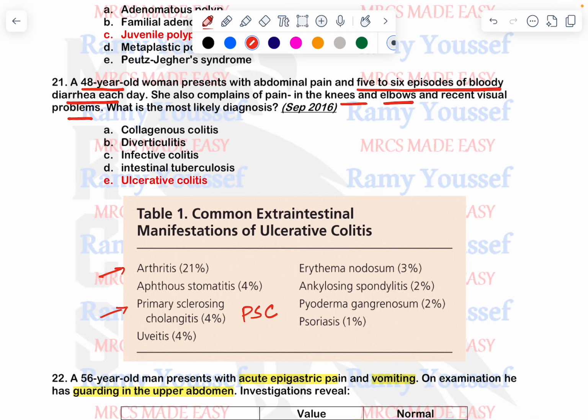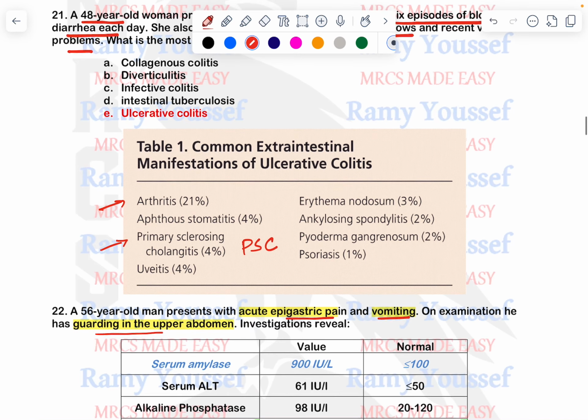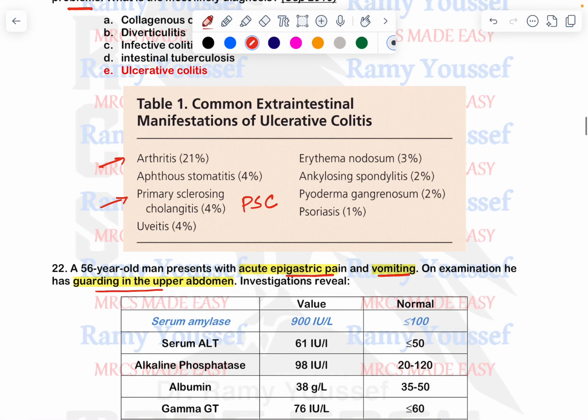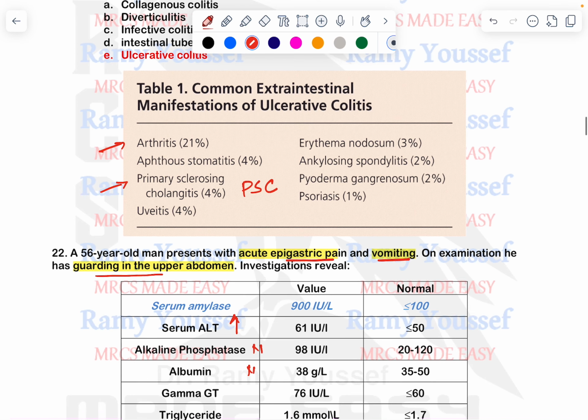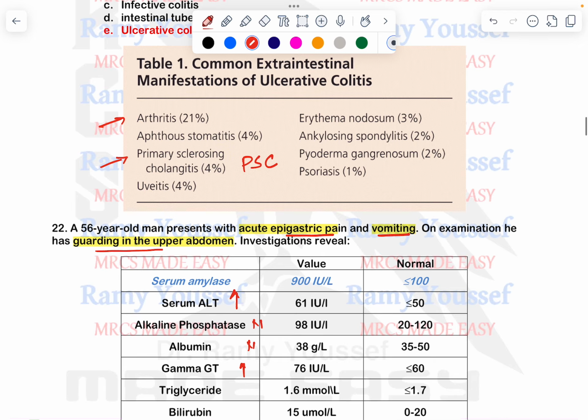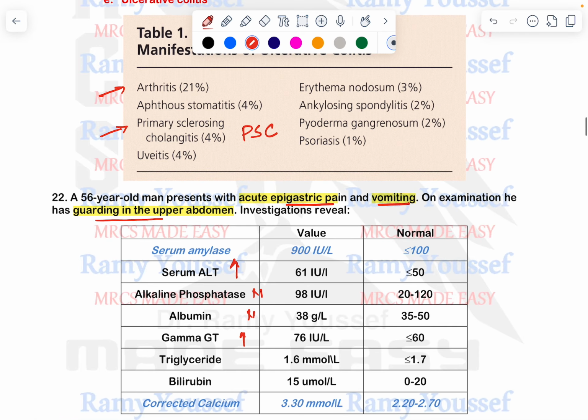A 56-year-old man presents with acute epigastric pain, vomiting and guarding in the upper abdomen. Investigations reveal: amylase is raised, alkaline phosphatase is normal, albumin is normal, SGT is raised, serum triglyceride is normal, bilirubin is normal, corrected calcium is also raised. Calcium is raised. So epigastric pain.